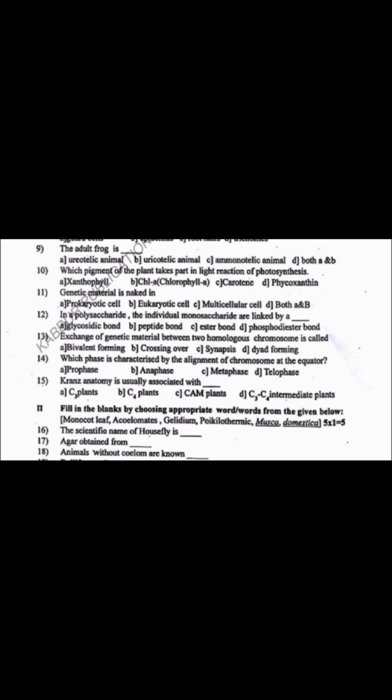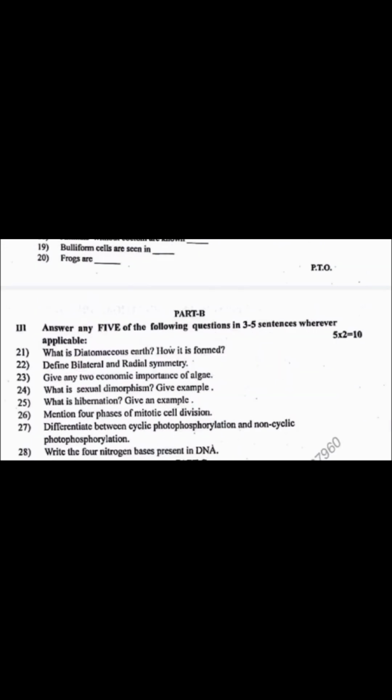Scientific name of housefly is... Animals without coelom are known as... Bulliform cells are seen in... What is diatomaceous earth? How is it formed? Define bilateral and radial symmetry. Give any two economic importance of algae.